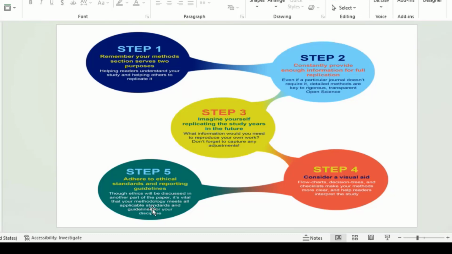Step 4, consider a visual aid. Flow charts, decision trees, and checklists make your methods more clear and help readers interpret the study. The last one, adhere to ethical standards and reporting guidelines. Though ethics will be discussed in another part of the paper, it is vital that your methodology meets the applicable standards and guidelines for your discipline.